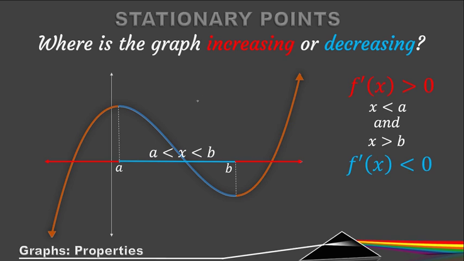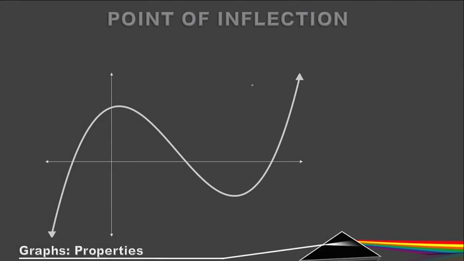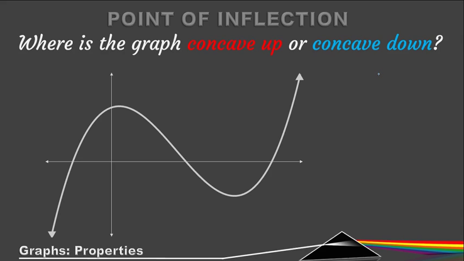So we'll write that as a is less than x and x is less than b, once again just saying that x lies between a and b. Now for the point of inflection. The point of inflection is the point where the graph changes concavity. So with that we can answer the question that says, where's the graph concave up or concave down?